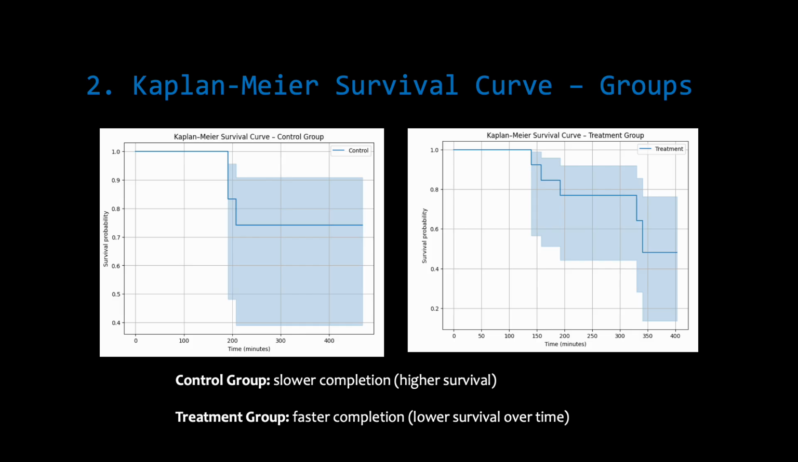So next, I have here step 2, which elaborates on the Kaplan-Meier survival curve, where it compares two groups, the control group and the treatment group. The group which has the higher survival probability, also the slower completion over time, is the control group. More details for these groups are provided in my notebook.